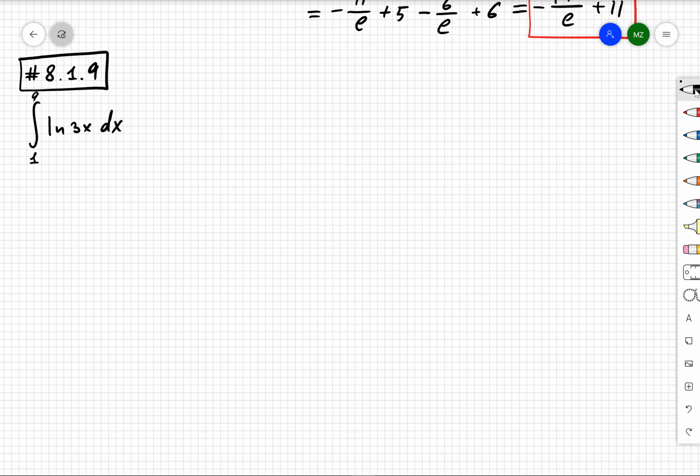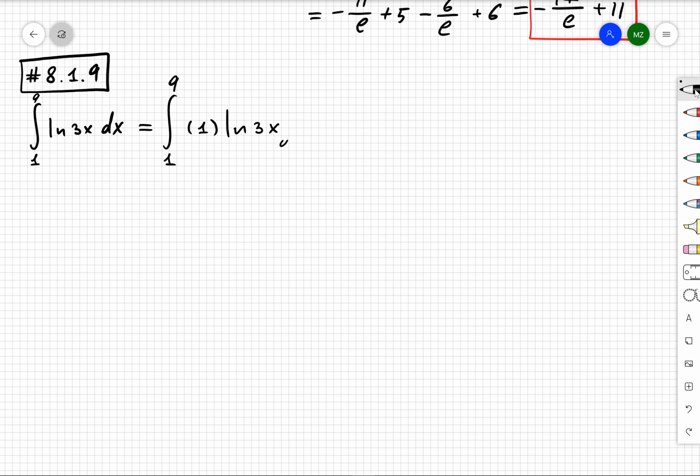So this problem is a little bit tricky because I have just ln of 3x, and remember, before, I told you that we're going to come back to this problem. So the trick is you need to represent your function as 1 times ln of 3x, and then I need to make a choice of my u and dv, and I'm going to say that my u is going to be equal to the ln function and my dv is going to be equal to 1.